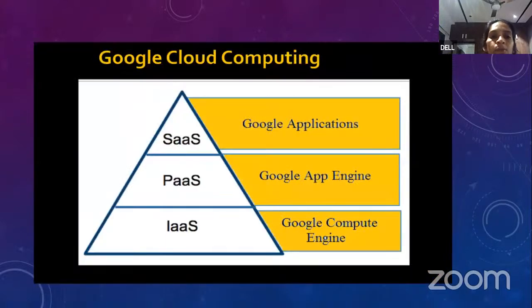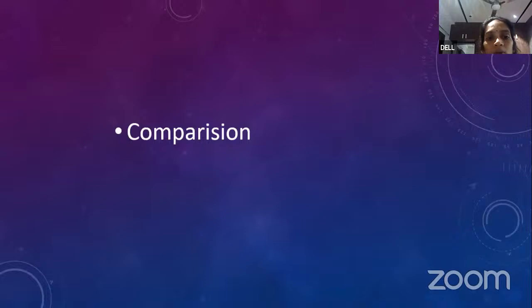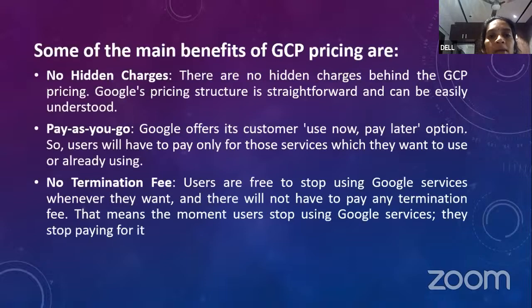Coming to our Google Cloud infrastructure: infrastructure as a service is Google Cloud Compute Engine, platform as a service is Google Cloud App Engine, and software as a service is Google Applications. We can divide Google Cloud computing into these three areas: infrastructure as a service, platform as a service, and software as a service. Now, some of the main benefits of GCP pricing are no hidden charges.